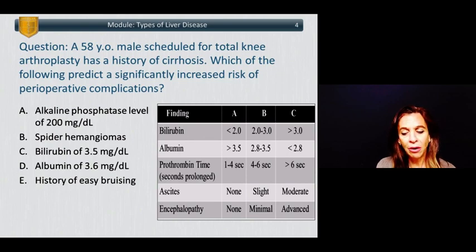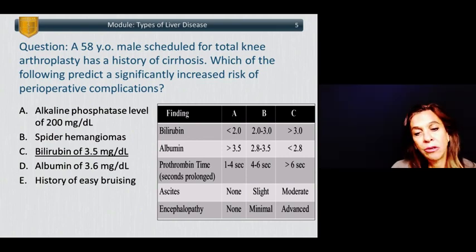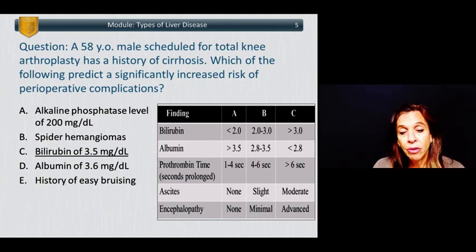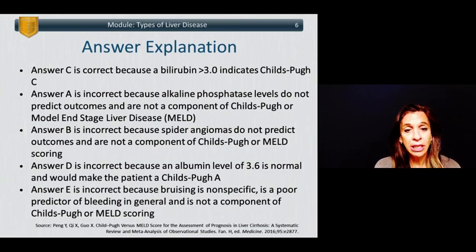So the diagram there is the Child-Pugh Classification and should give you some clues that the correct answer is a bilirubin of 3.5 milligrams per deciliter. You can see bilirubin that is greater than 3 results in a Child-Pugh finding of a class C, and a C carries a higher risk than A or B classifications. And we'll go over some of these other tests during the lecture. So why is C correct? It's because a bilirubin of greater than 3, as I noted, indicates Child-Pugh C.